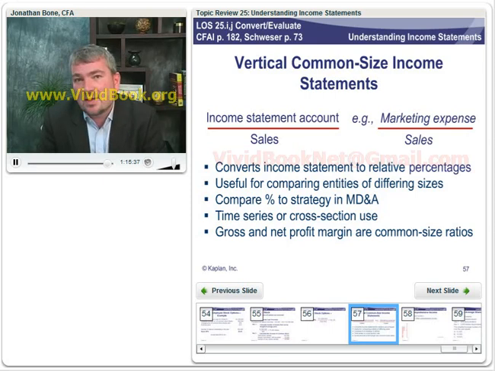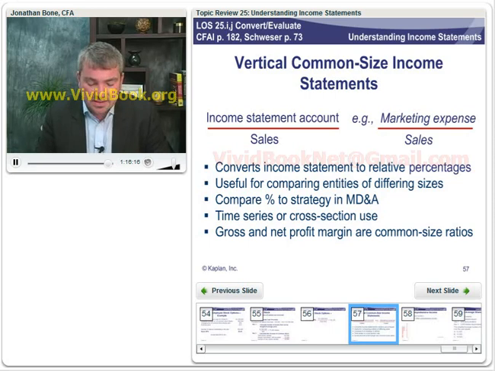Simply the way we do this is we take the income statement line and divide it by sales. So every item in the income statement is shown as a percentage of sales. For example, if you had marketing expense, it would be marketing expense divided by sales. You'd look at cost of goods sold divided by sales, interest divided by sales. So everything is shown as a percentage relative to the sales. Then we can look at our management discussion and analysis and see if these percentages make sense. We can look at time series, how these percentages are changing over time for the company. And we can look at cross-sectional and compare firms of differing size.